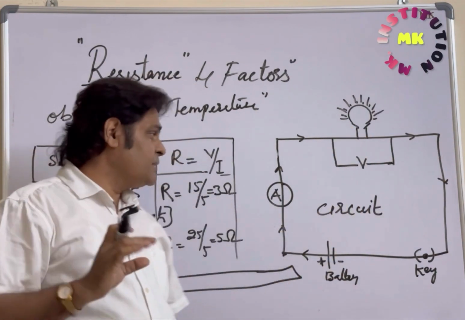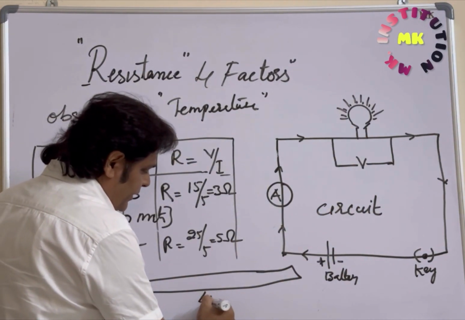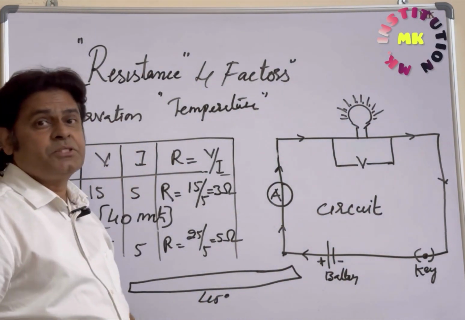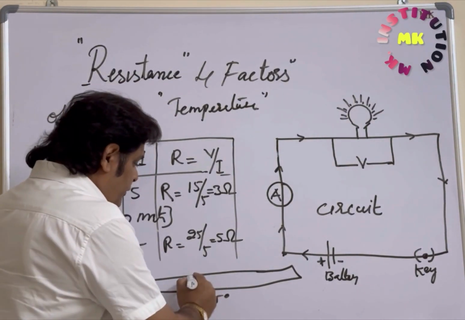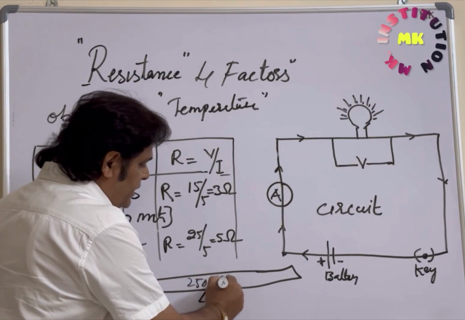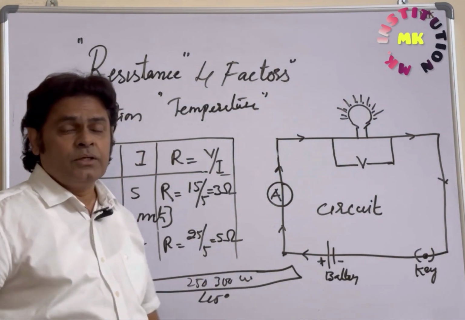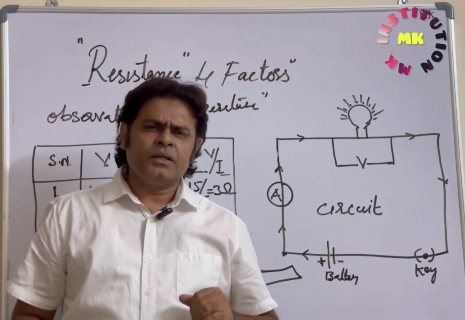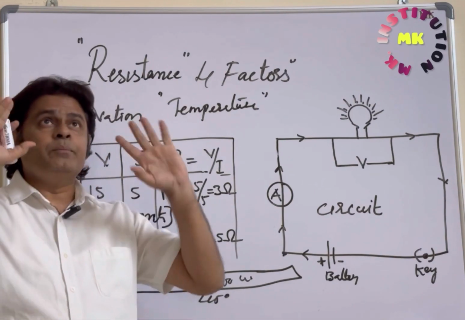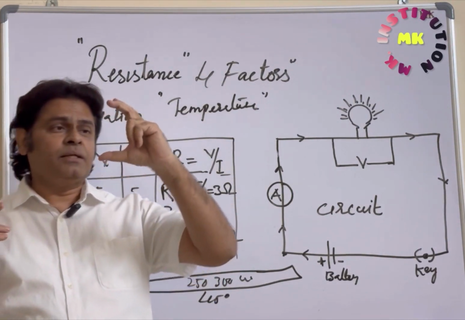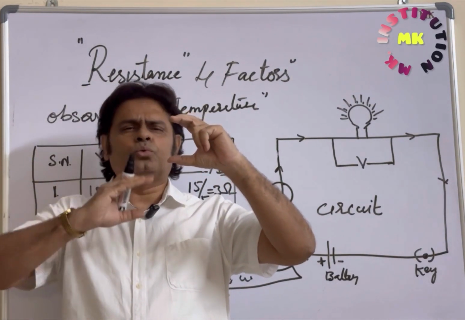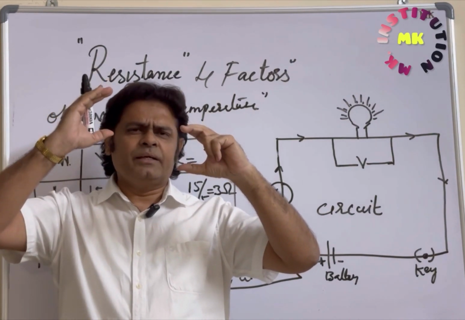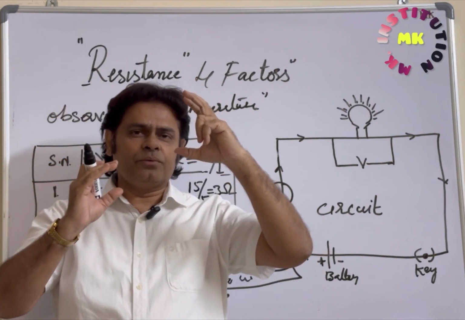Okay, in the summer season the heat will be nearly 40 or 45 degrees temperature, and in that wire there are 250 volts, 300 volts, 400 volts. Heavy voltage plus heavy temperature. Then imagine the wire: the resistance will be too much high. So if the resistance is too much high here now, then what happens?